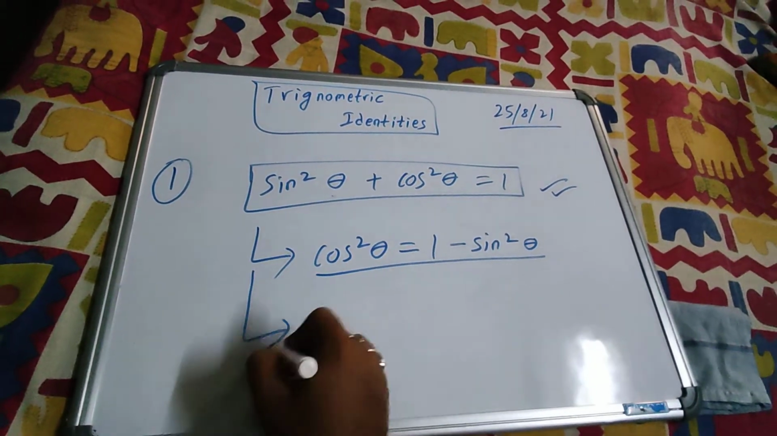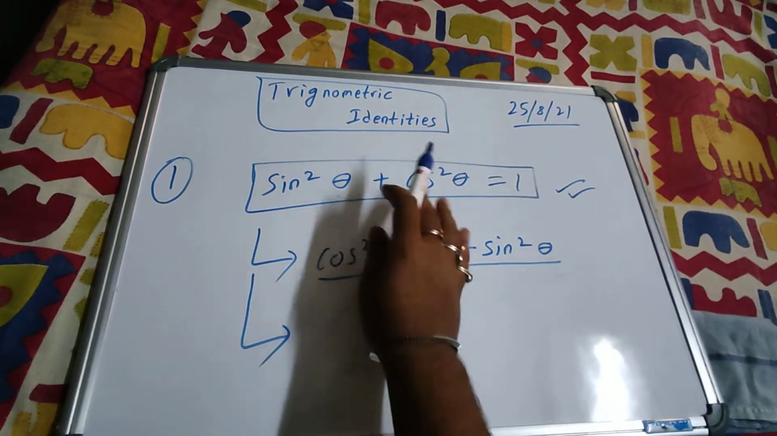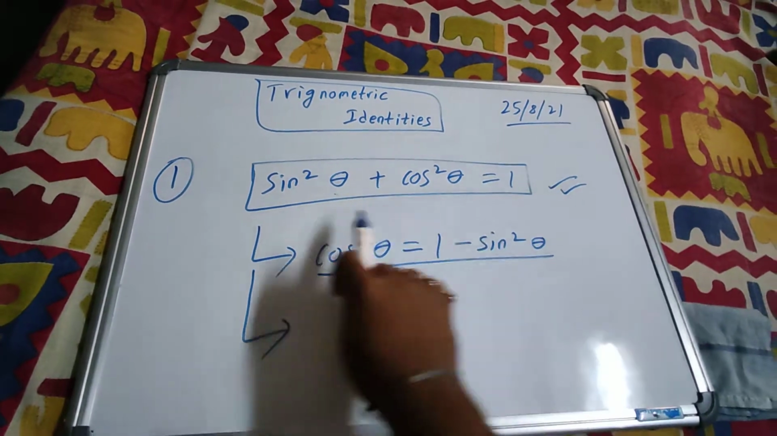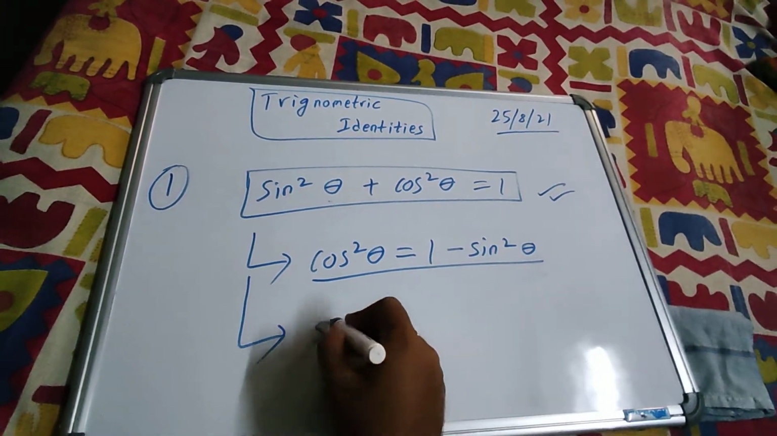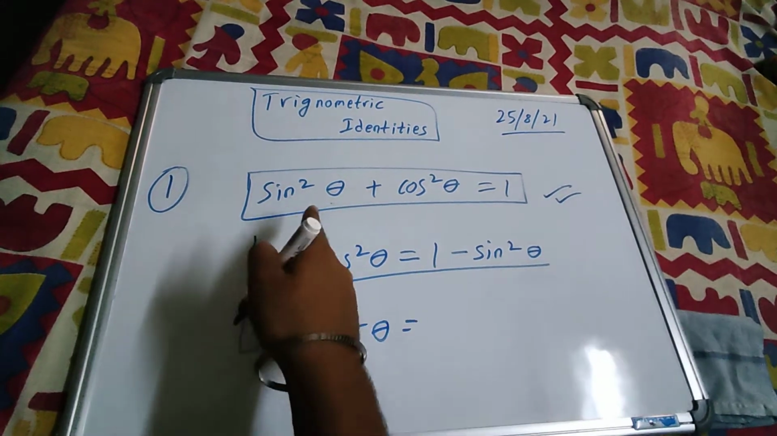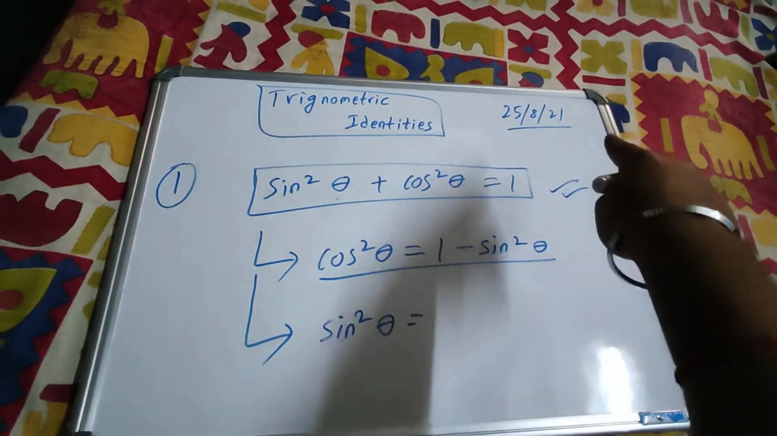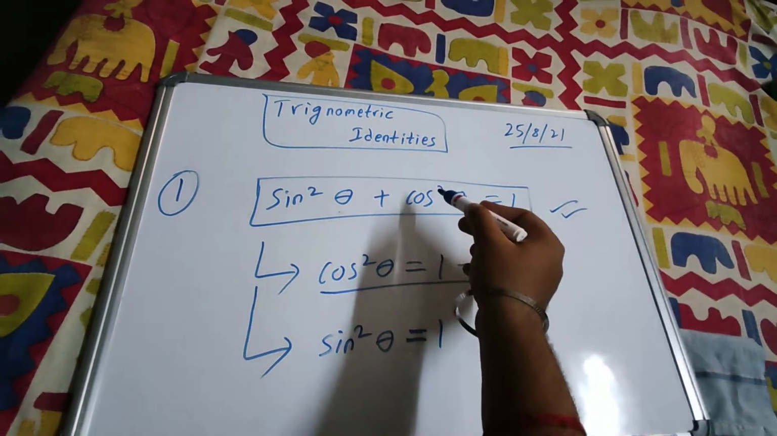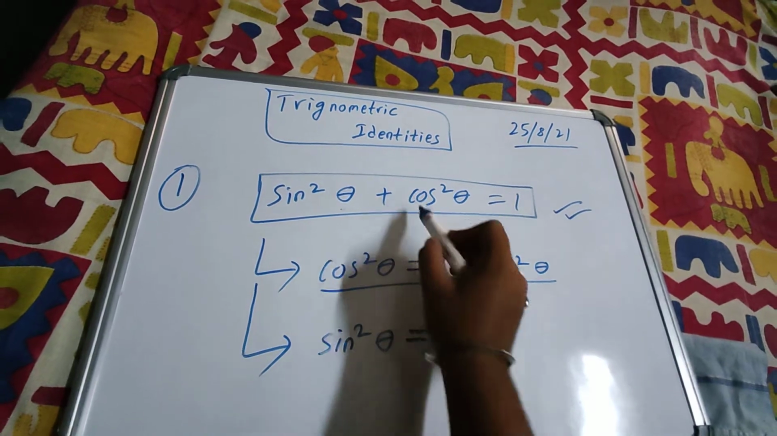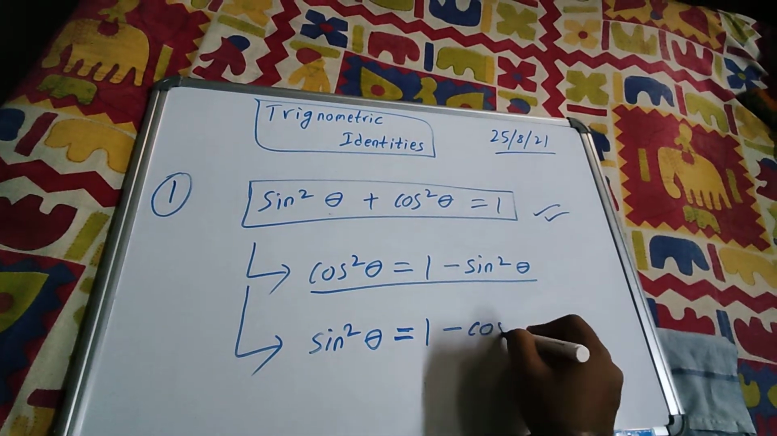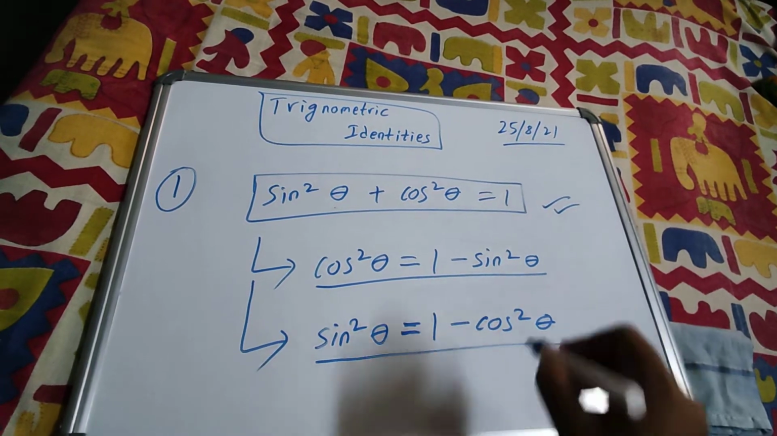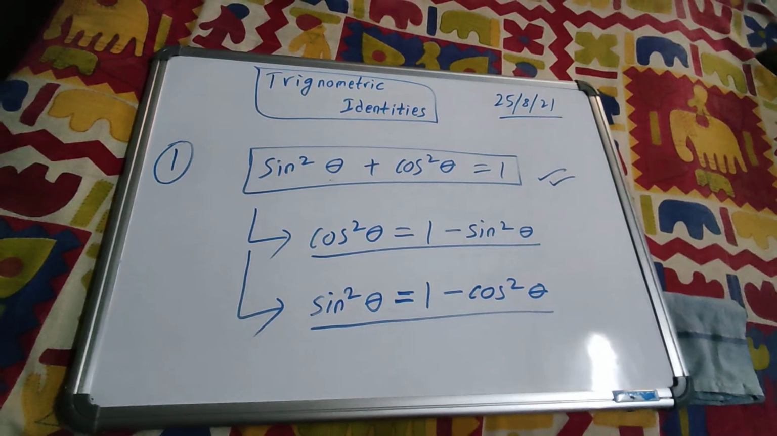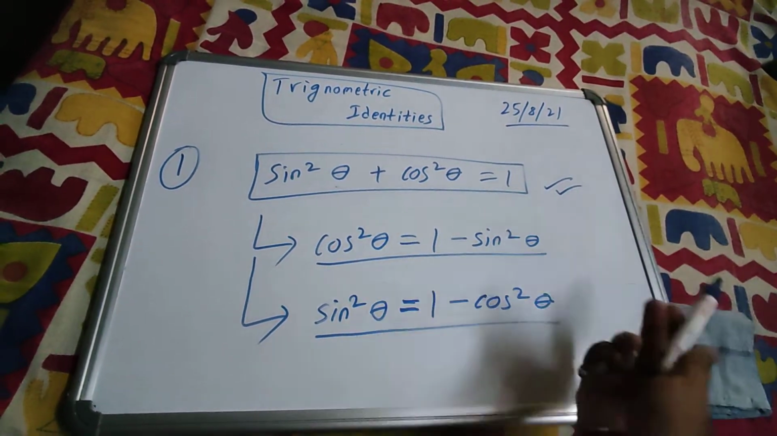Now another counterpart: suppose you keep sin square theta and take cos square theta to the other side. Then sin square theta will remain on the left side, and 1 will remain on the right side. Since cos square was plus on this side, on that side it will become minus. So sin square theta equals 1 minus cos square theta. This is the first formula, and these two are the counterparts of this formula. Don't forget this. You can apply any one of them to solve your sum.